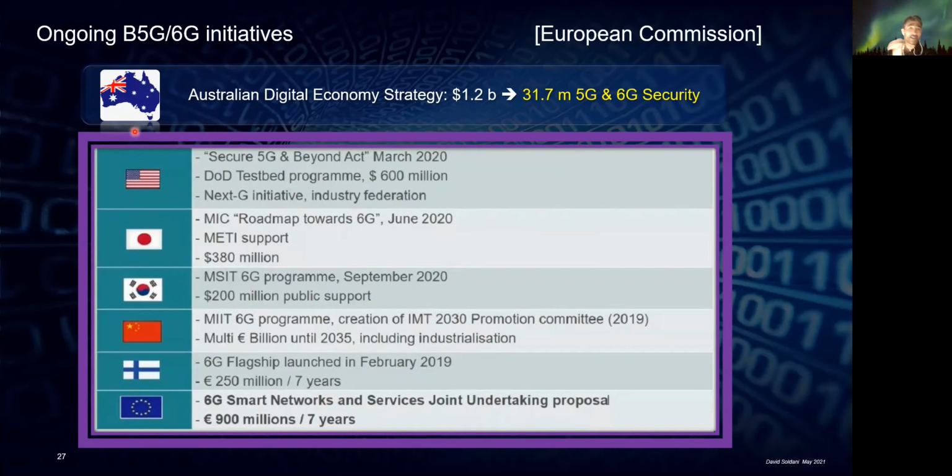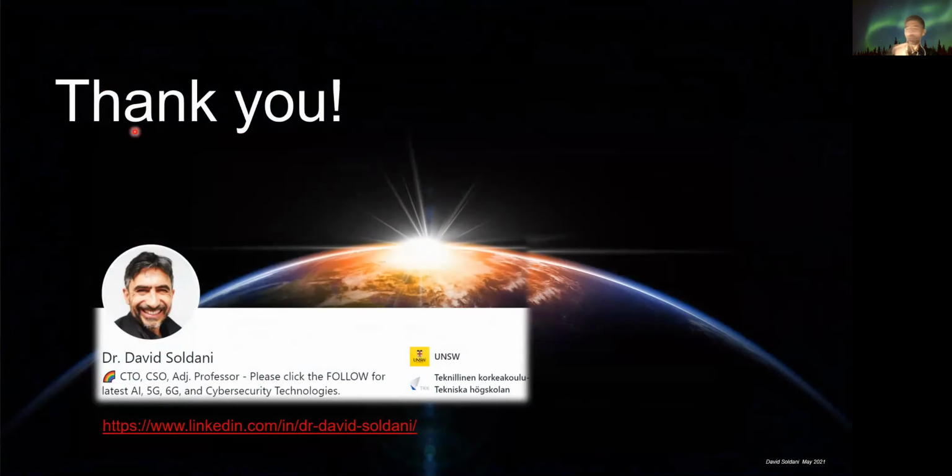Australia is also extremely active, and it was just last week that the federal government announced the Australian digital economy strategy with 1.2 billion investment, and a part of the budget is devoted to 5G and especially 6G security. So with that, my lecture concludes.